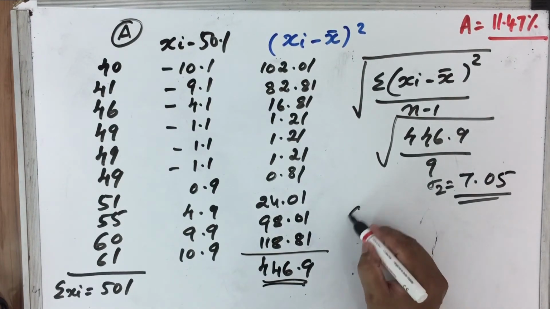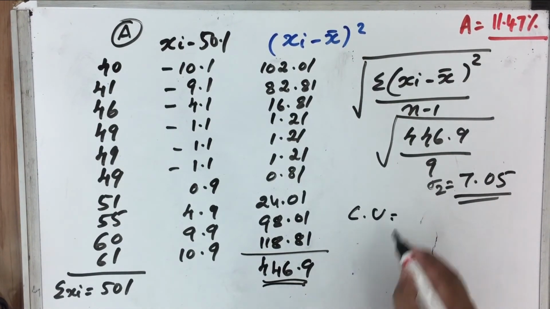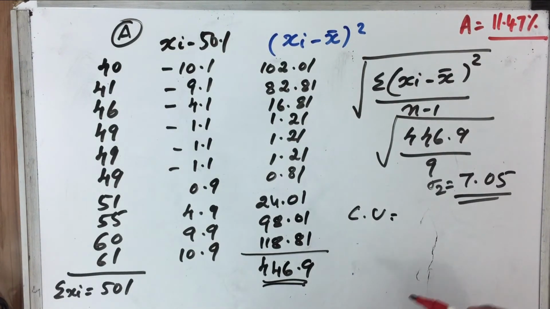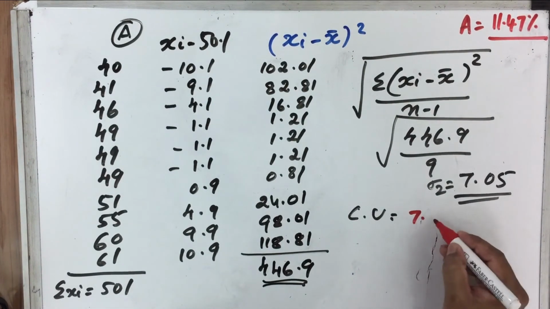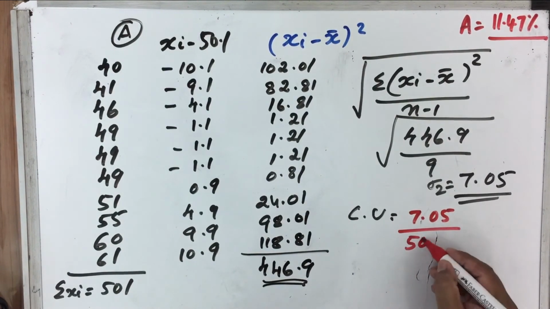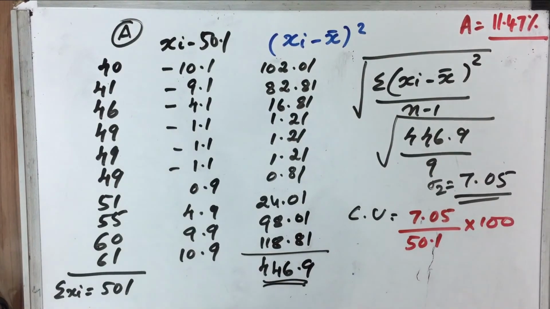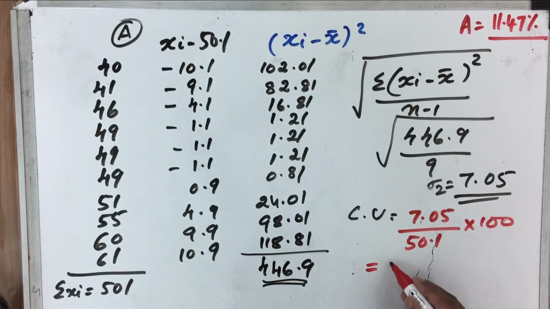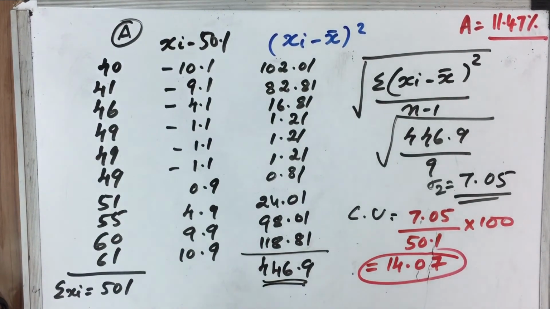So let us calculate the coefficient of variation from that. So we know that the coefficient of variation is equal to our sigma 7.05 divided by our x bar, which is 50.1, into 100. So this is equal to 14.07. Okay, so therefore this is the coefficient of variation for the second sample.